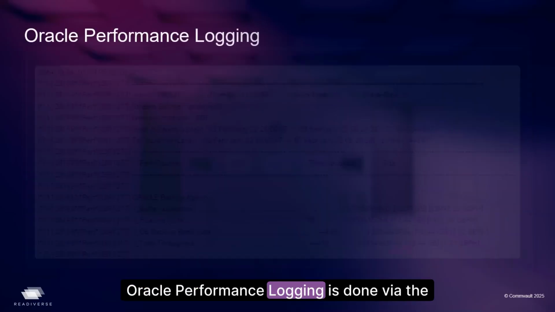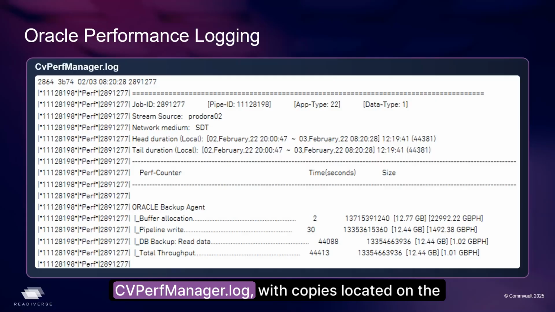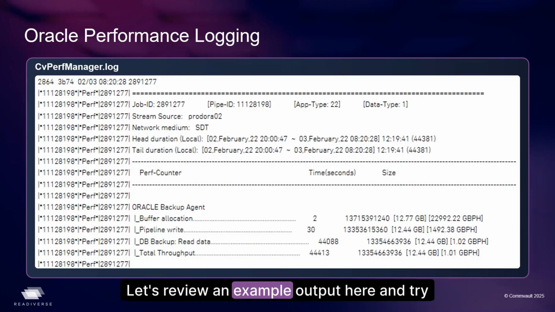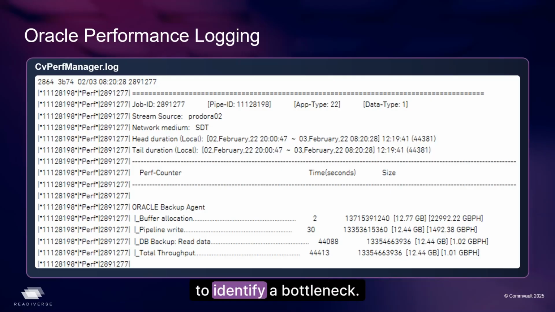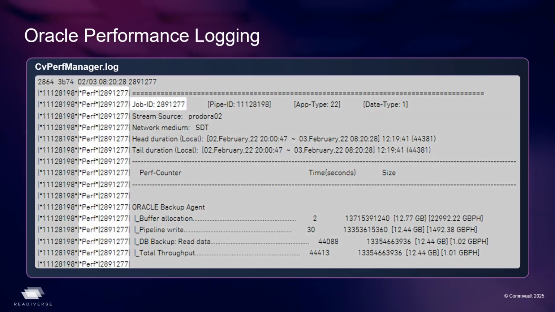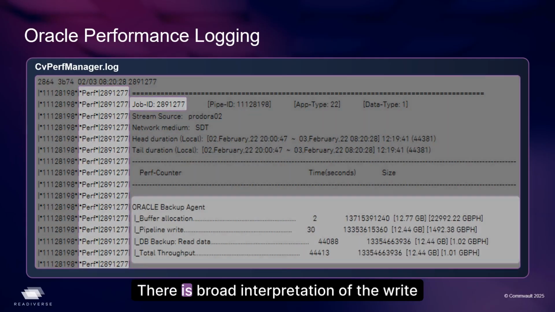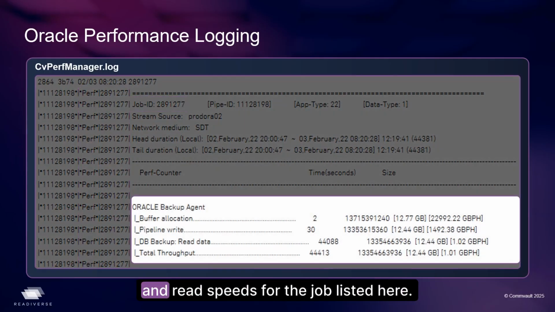Oracle performance logging is done via the CVPerfManager.log, with copies located on the client and backup gateway. Let's review an example output here and try to identify a bottleneck. First, notice the job ID for the job being examined listed in two locations. There is broad interpretation of the write and read speeds for the job listed here.